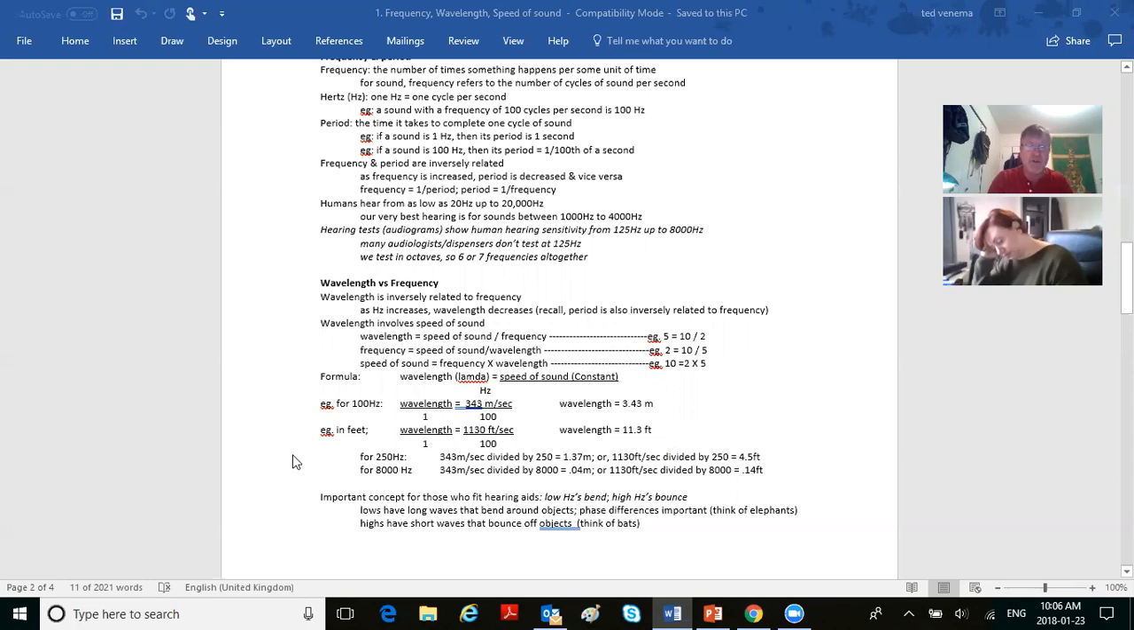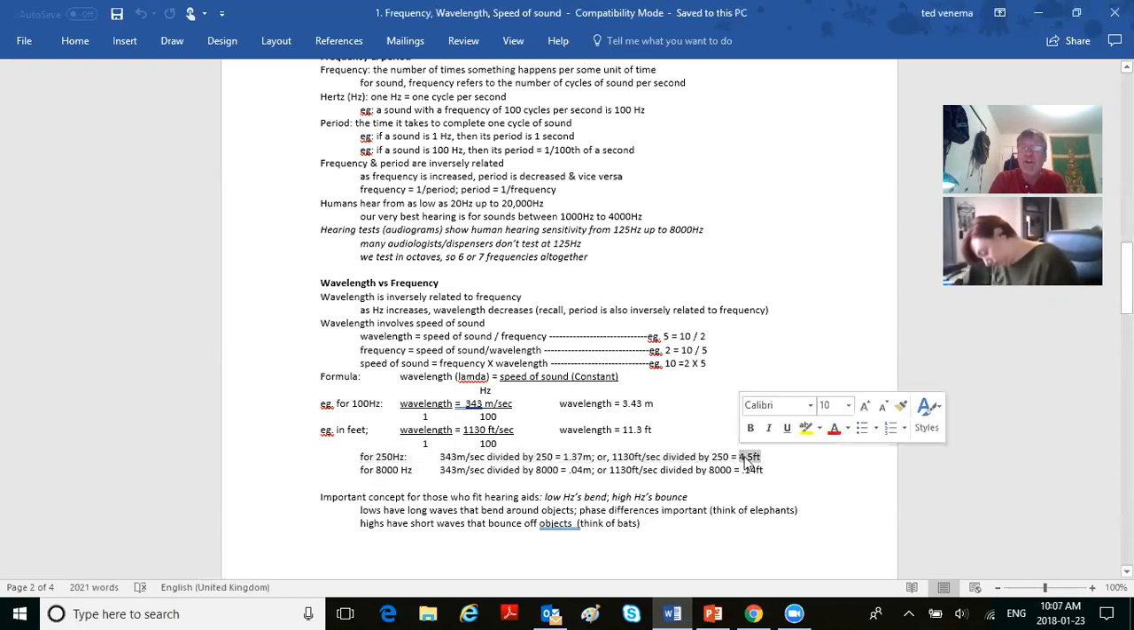Let's look at the bottom ones here where it says 250 hertz and 8,000 hertz. For 250 hertz, 343 meters per second divided by 250 equals 1.37 meters. Or in terms of feet, 1,130 feet per second divided by 250 equals 4.5 feet. So if 100 hertz is 11.3 feet long, at 250 hertz you've gone double and a little bit more in terms of the frequency, and you've cut the wavelength by less than half, 4.5.